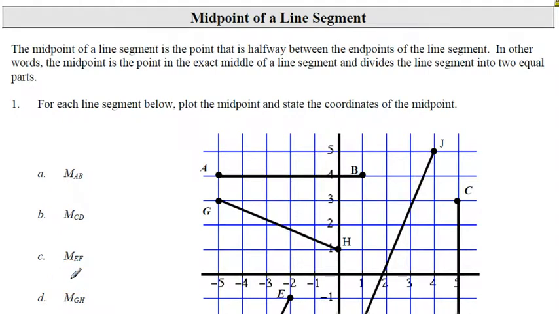Midpoint of a line segment. The midpoint of a line segment is the point that is halfway between the endpoints of the line segment. It almost goes without saying, but I said it anyways. In other words, the midpoint is the point in the exact middle of a line segment and divides the line segment into two equal parts.